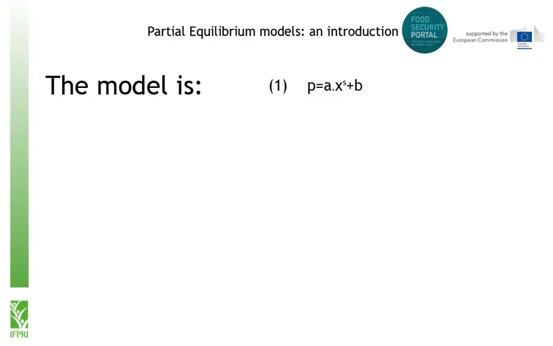You remember the graph. The second relation is the demand function, so it is P is equal to minus C multiplied by XD plus D, and so it's a linear relation between P, the local price, and the local demand XD. The third equation is the definition of import demand. So it's excess demand, so it is MD is equal to XD minus XS, the demand minus supply.